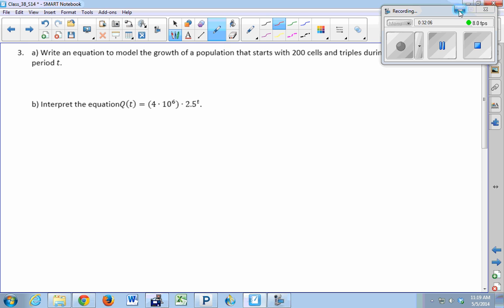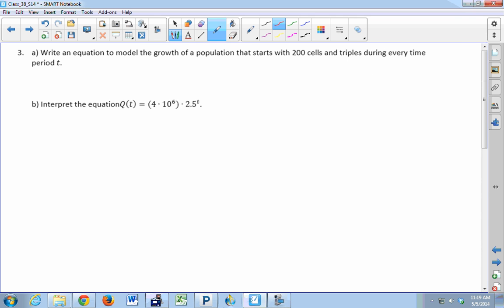So before we actually get there, I've got just one other little thing for you to do. So I might do something like this. Give an example of an equation that models the growth of a population. So this would be a nice final exam question. Give an example of an equation that models the growth of a population that starts with 200 cells and triples for every time period called T. How would you write that equation? What would it look like?